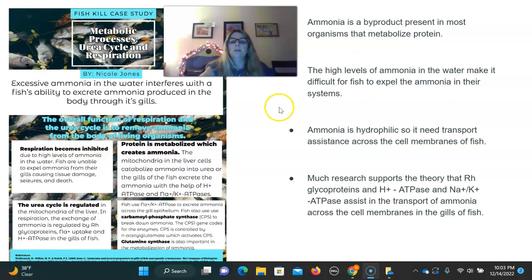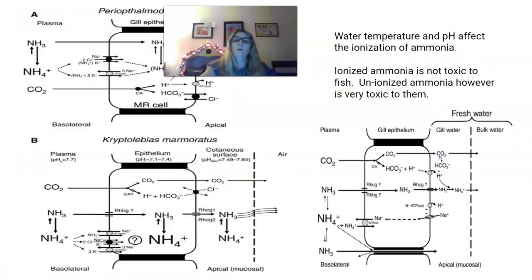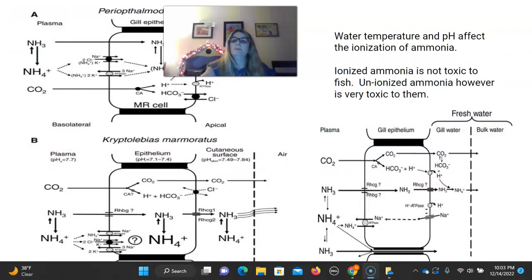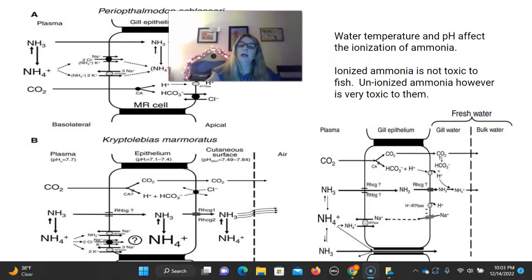So it's not so much that ammonia is entering the cell, it's that because of the high levels of ammonia in the water, the ammonia that's already present in their system can't exit their bodies, which is in turn toxic to them. Water temperatures and pH affect the ionization of ammonia. Ionized ammonia is not toxic to fish, however, unionized ammonia is very toxic.